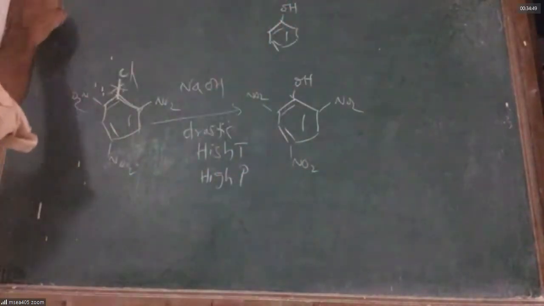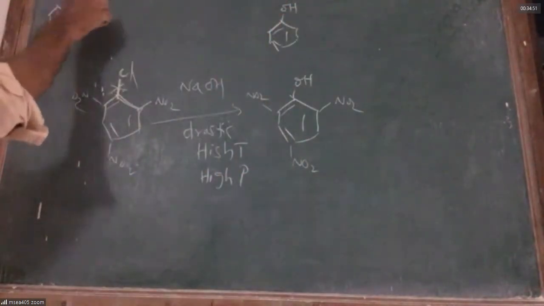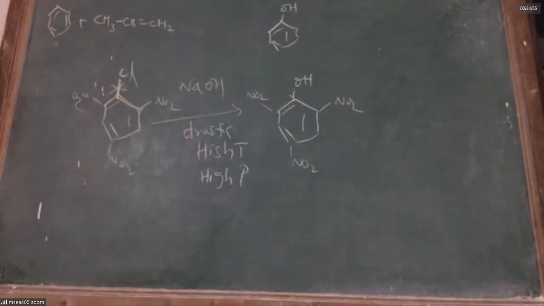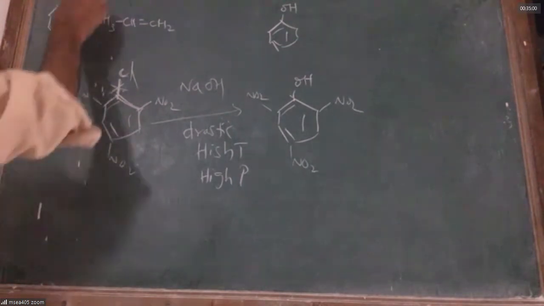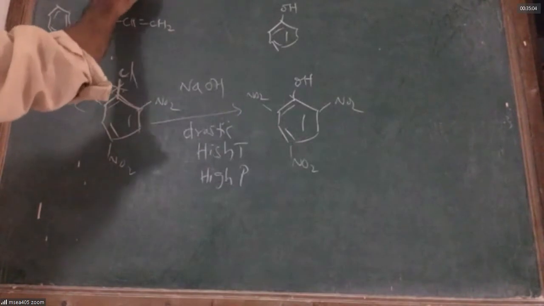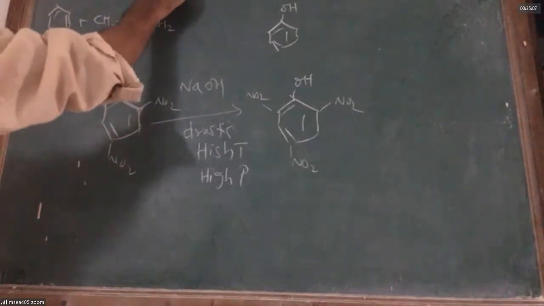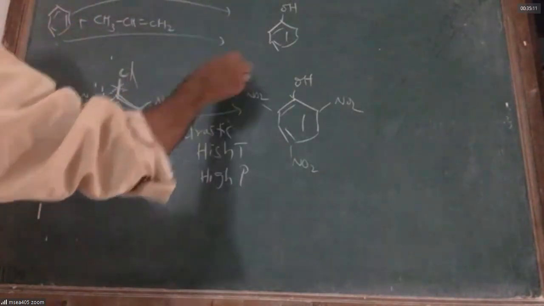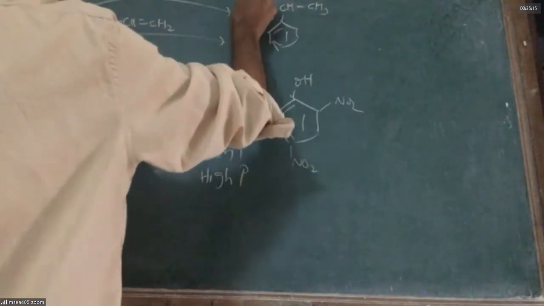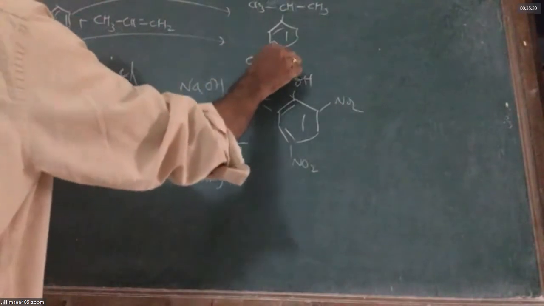I said, take benzene, add propene, or you can add chloropropane and AlCl3, whatever. Either you can add this or you can take propyl chloride and AlCl3. This is called Friedel-Crafts alkylation. Either this route or this route, you get isopropyl benzene. The isopropyl benzene has a name called cumene.